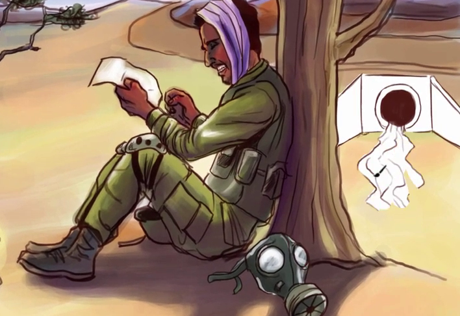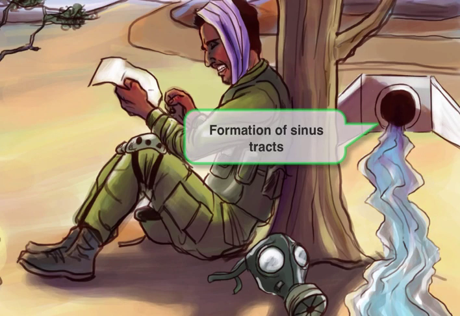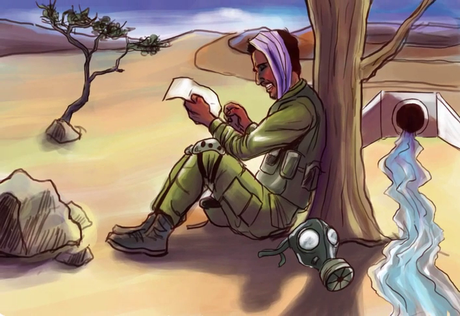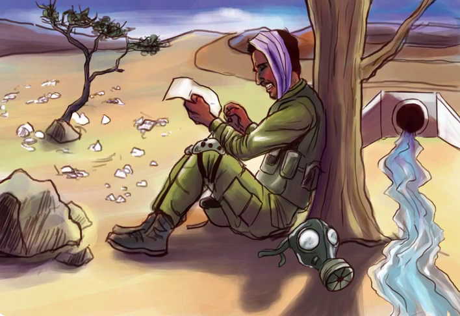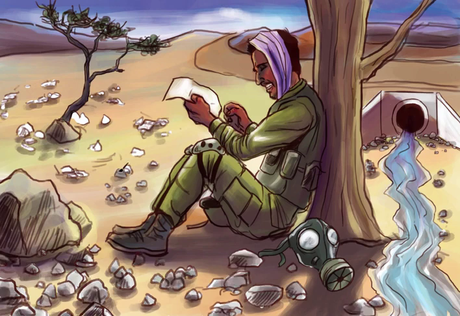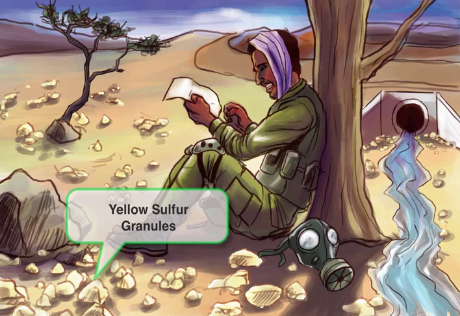To remember that actinomyces causes the formation of sinus tracts, we're going to draw a canal with a storm drain here on the right side. To remember that these sinus tracts drain that pus with characteristic yellow sulfur granules, we're going to take advantage of the desert scene because desert sand is yellow and granular, and really emphasize these yellow granular rocks around the soldier. So this will remind you of the sulfur granules.